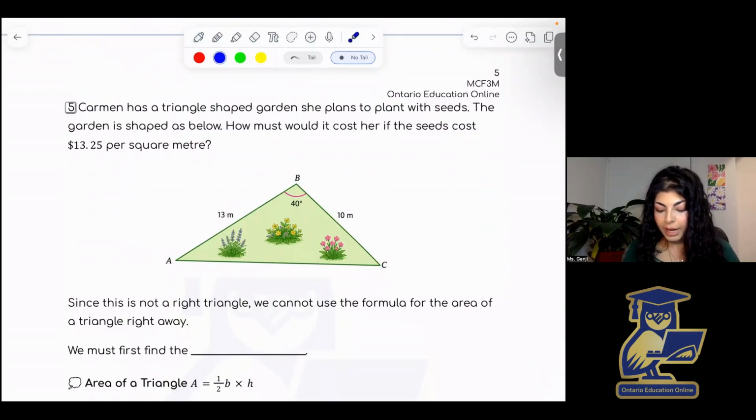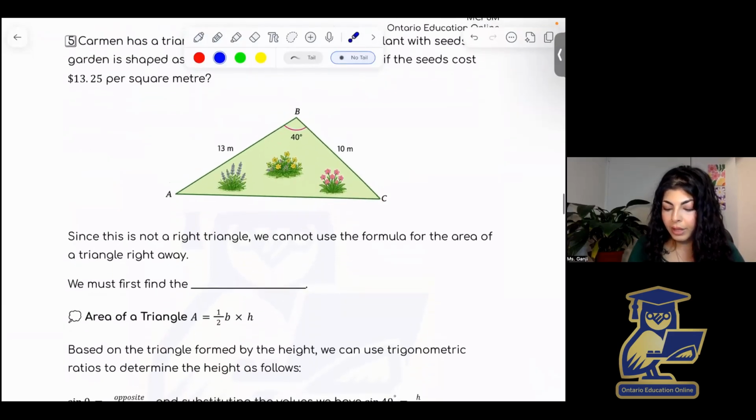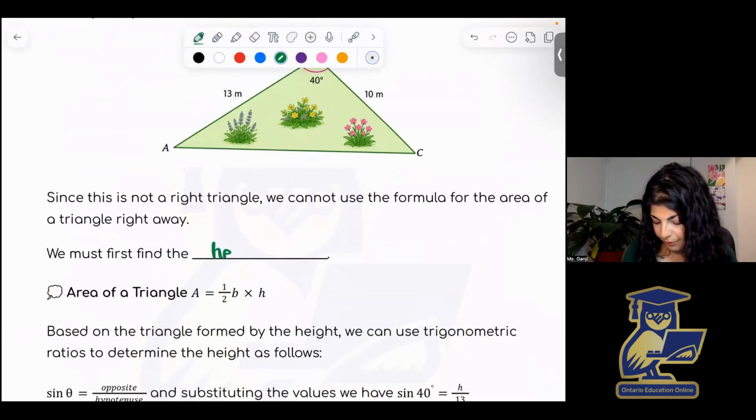So this is not a right angle triangle, so we cannot use the formula for the area of a triangle right away, because if you remember, the area of a triangle is half of the base times height. However, in any way you rotate this garden, we don't have a height given to us. So we actually need to determine the height.